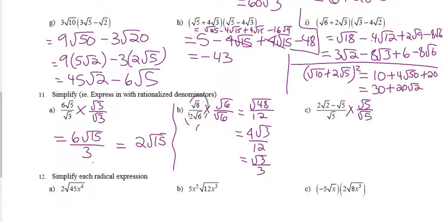Actually, there's an easier way to do this. You could have divided both of these by two. There are multiple pathways, but they all lead to the same end. Done, right? Nothing to simplify there. So the 4 goes into the 12 three times, right? That's all. Just divide top and bottom by 4.